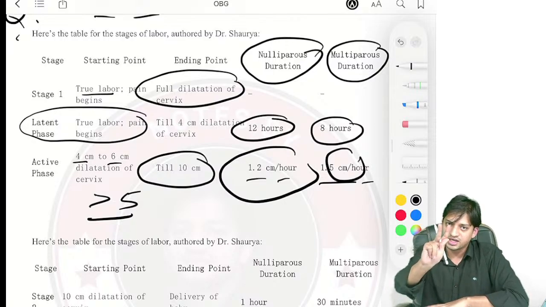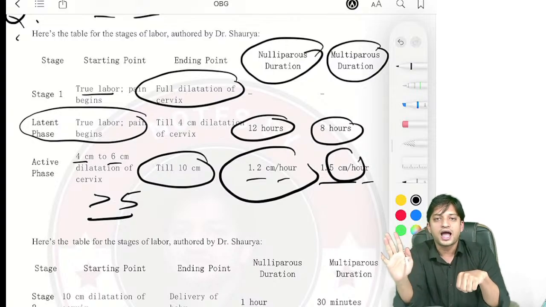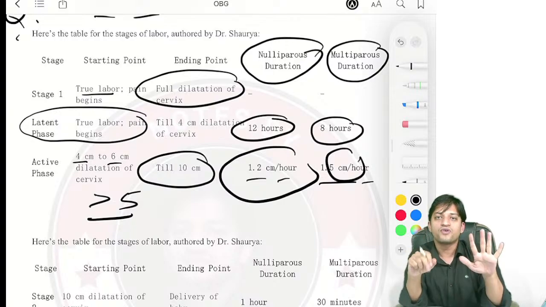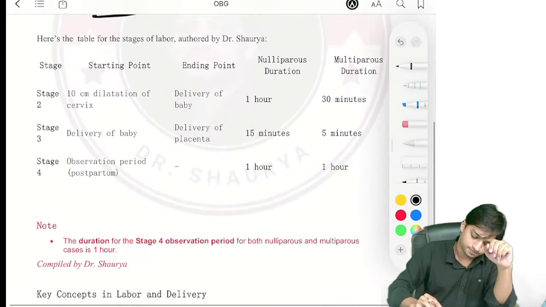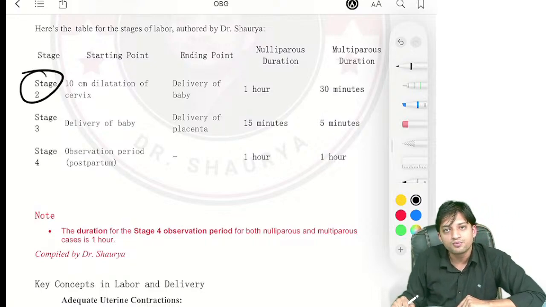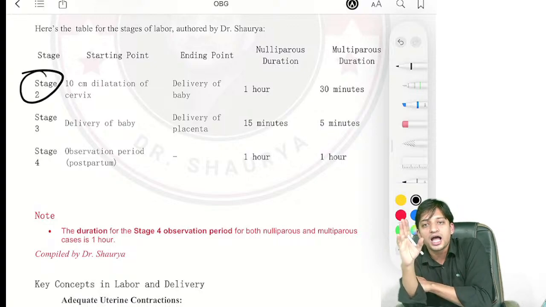What you have to remember, very simple, latent phase and active phase. Latent phase up to 4 centimeter, active phase up to 10 centimeter. Done, from 5 to 10. Coming to the stage 2 of the labor. Stage 2, starting point will be always 10 centimeter. The dilatation had taken place in the active phase itself.